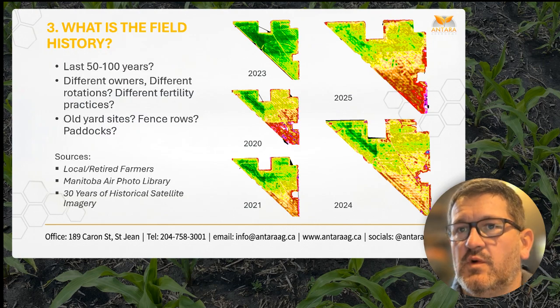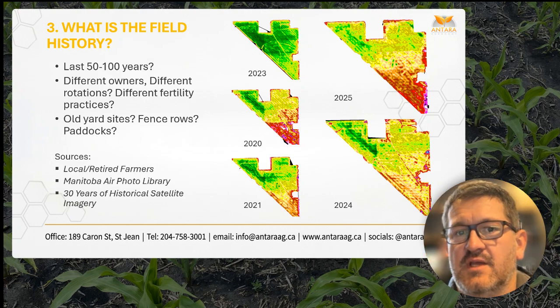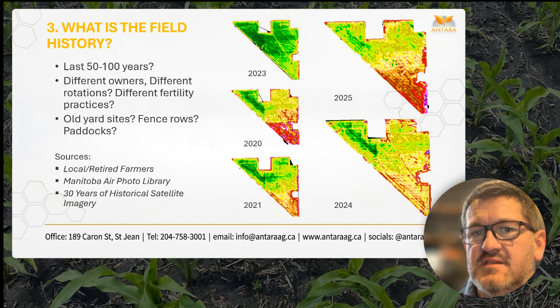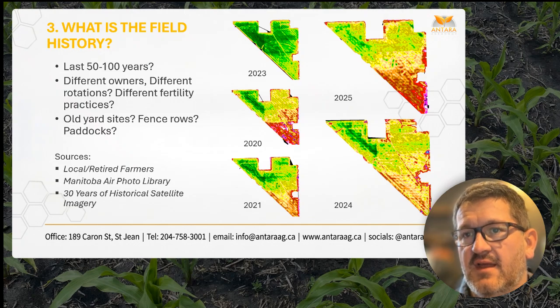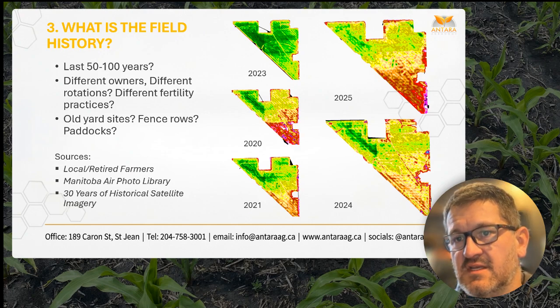Next thing to consider is what the field history is. When I talk history, I mean the last 100 some years that we've been farming it. Has this field been separated into smaller paddocks at one time, where they had different owners, different rotations, possibly different fertility practices? You would need to consider old yard sites, any fence rows, or any old paddocks.